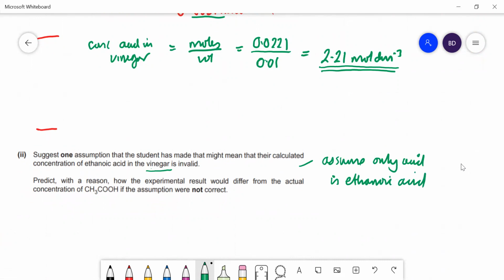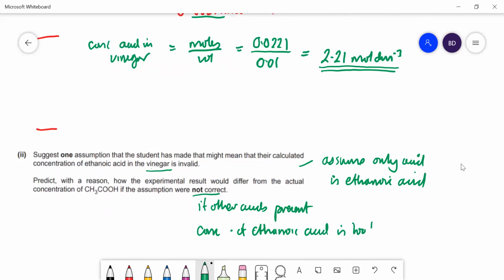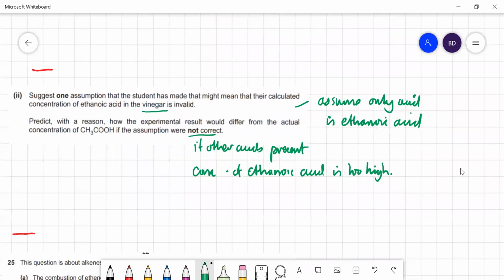Predict with the reason how the experimental result would differ from the actual concentration if other acids are there. The concentration of ethanoic acid calculated is too high. Well, slightly too high or a lot too high. Because not all of the acid in there is ethanoic acid. Presumably there are other acids present in there. Okay, that's a bit of a funny question, that one. Okay.